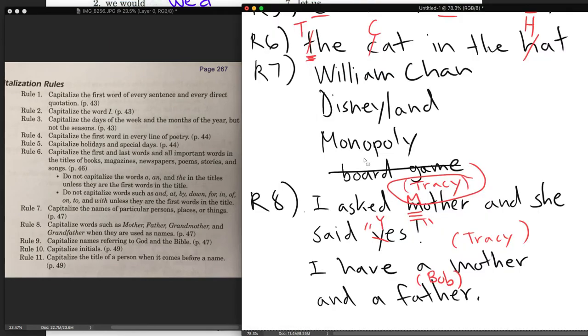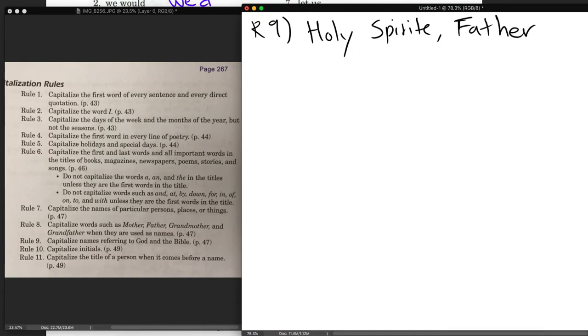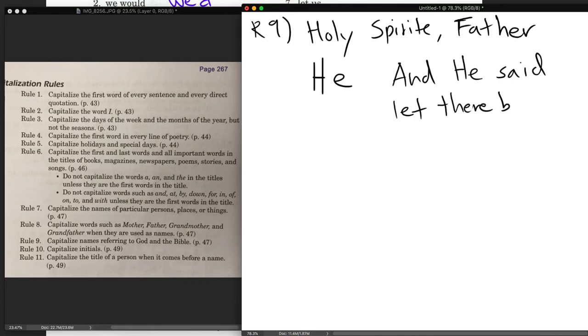Okay, let's go to the next rule. So let's do rule 9. Capitalize names referring to God in the Bible. So things like Holy Spirit, the Father, right? Our Father. Words that we use for God. Even when we refer to God as He, we need to capitalize the H in He, okay? For example, "He said, let there be light."